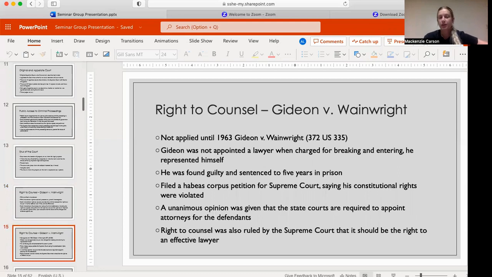These were not applied until 1963 in Gideon versus Wainwright. Gideon was not appointed a lawyer when charged with breaking and entering, so he represented himself. He was found guilty and sentenced to 5 years in prison. While he was in prison, he filed a habeas corpus petition to the Supreme Court saying his constitutional rights were violated. A unanimous opinion was given that the state courts are required to appoint attorneys for defendants, and the Supreme Court also ruled that it should be the right to an effective lawyer, not just any lawyer.